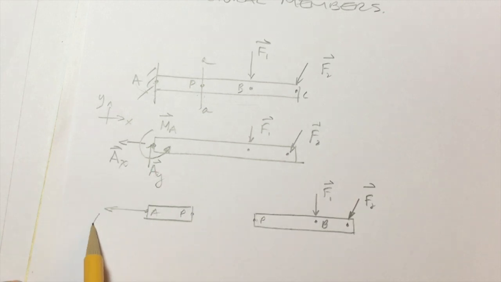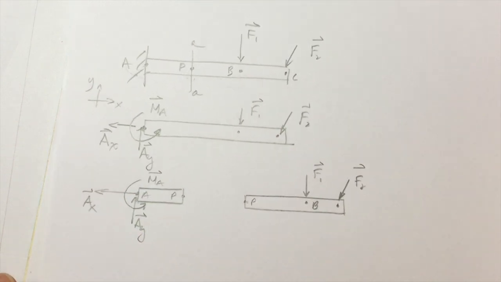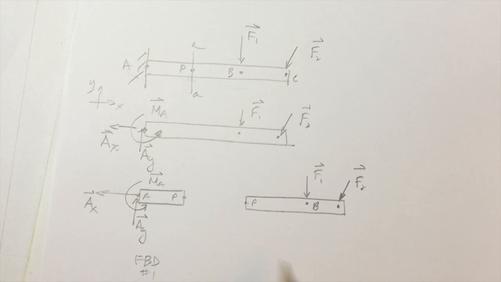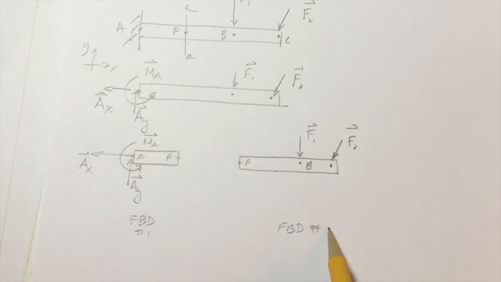So AX, AY, and a moment. So these are free body diagrams. I'll call this FBD number 1. I'll call this FBD number 2.